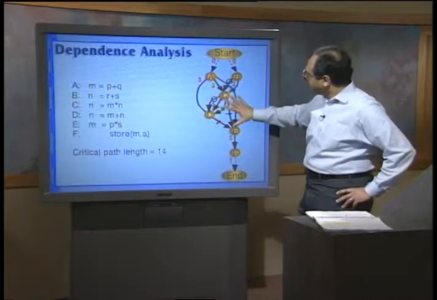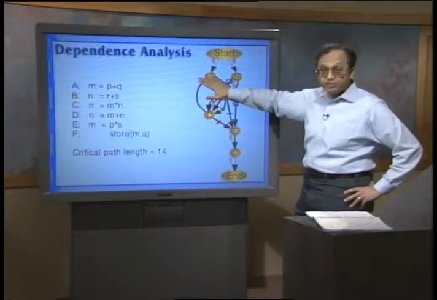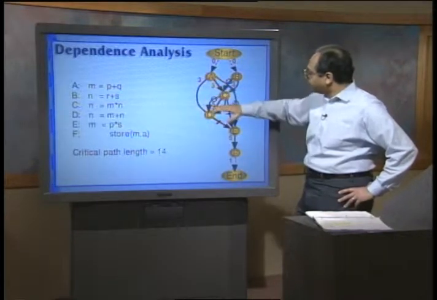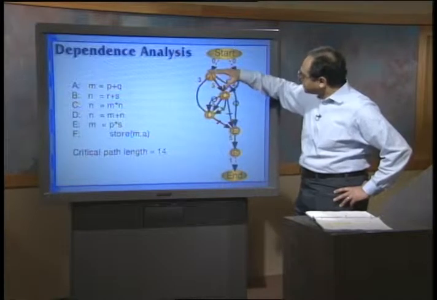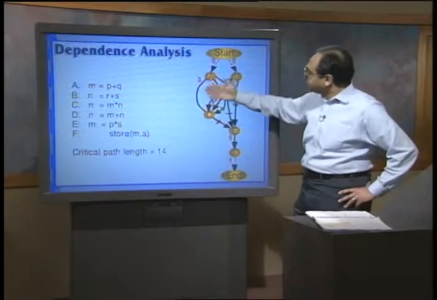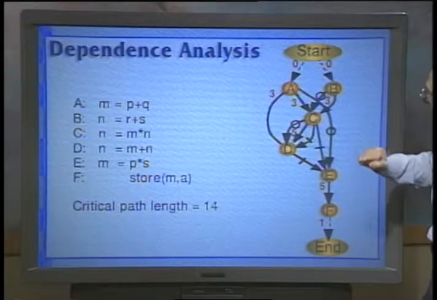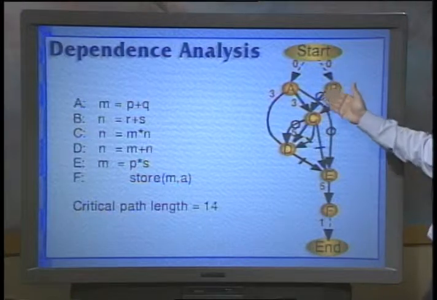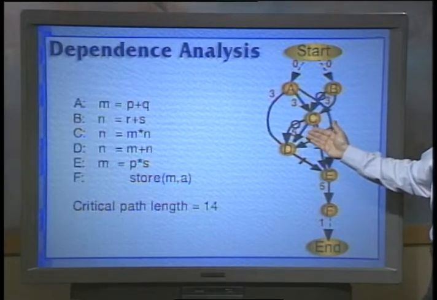In addition to the dependencies, it is common to label each edge with a number, which is called the delay on the edge, and represents the amount of time difference there must be between the start of the predecessor and the start of the successor. If this is a flow edge, this will be the execution latency of the predecessor. If it's an output dependence, we'll treat it the same way. If it's an anti-dependence, the delay will be 0.